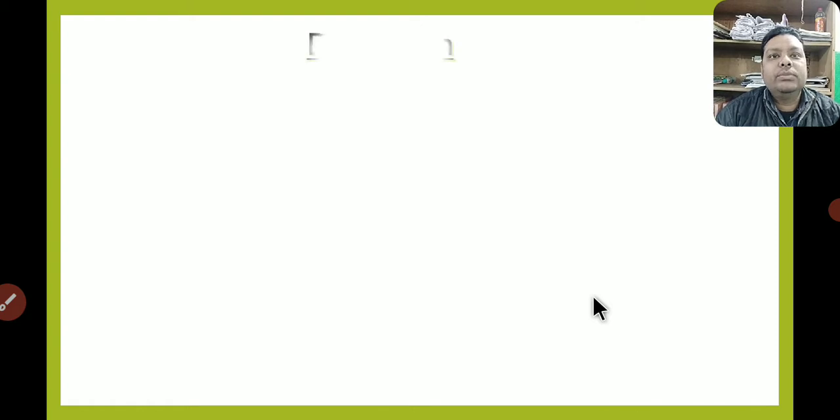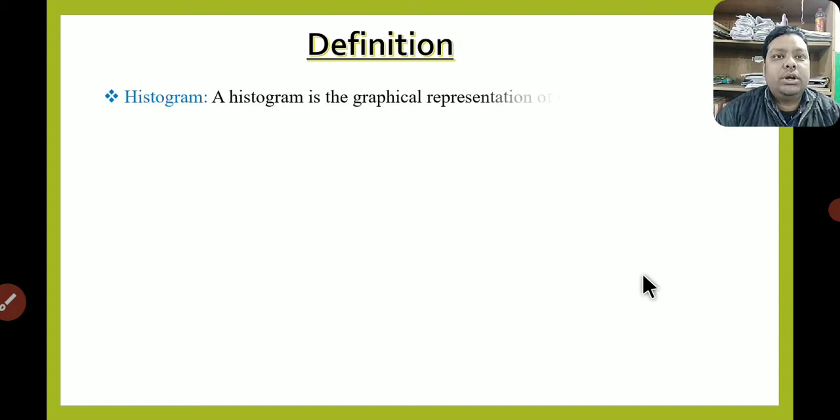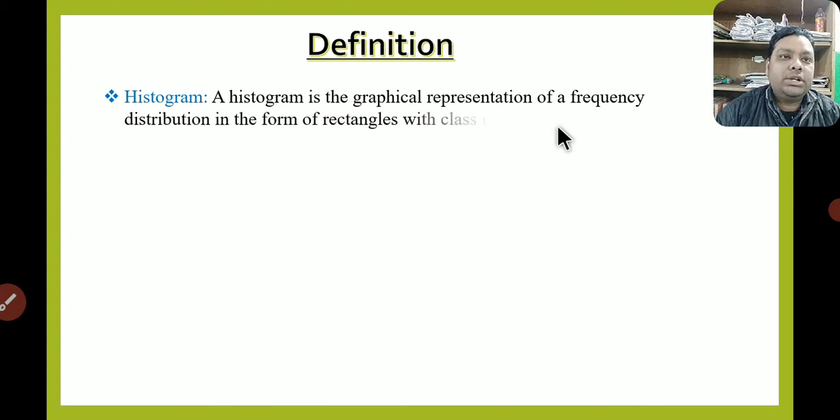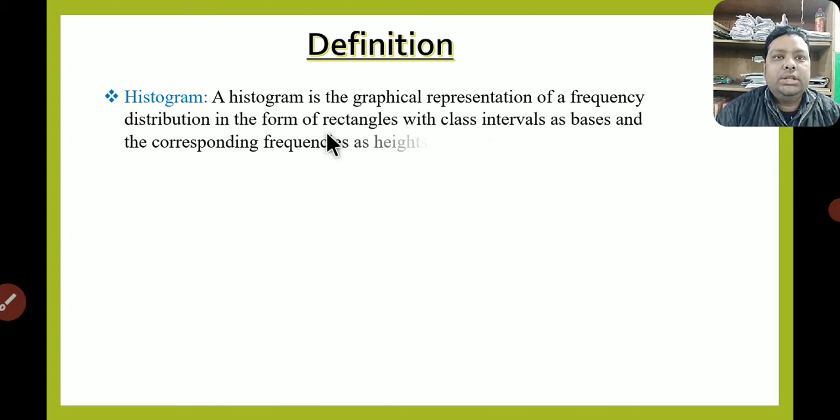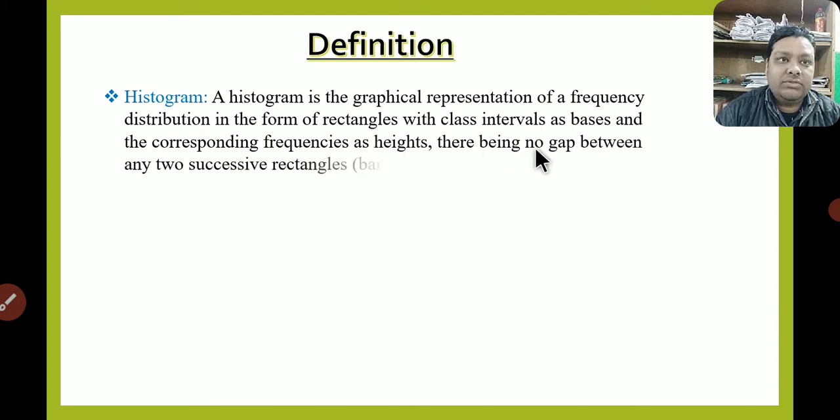In this slide you can see the definitions. At first we will discuss the definition of histogram. What is a histogram? A histogram is a graphical representation of a frequency distribution in the form of rectangles with class intervals as bases and the corresponding frequencies as heights, with no gap between any two successive rectangles, or bars. In a bar graph we have seen that we leave a gap between two bars, but in a histogram we will not leave any gap.